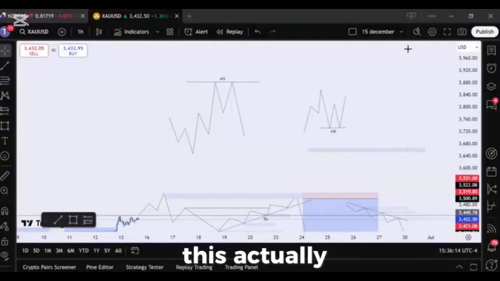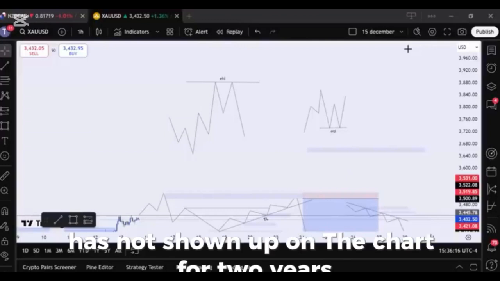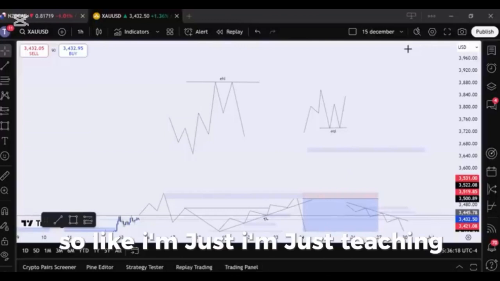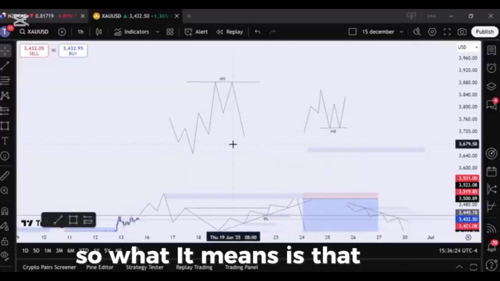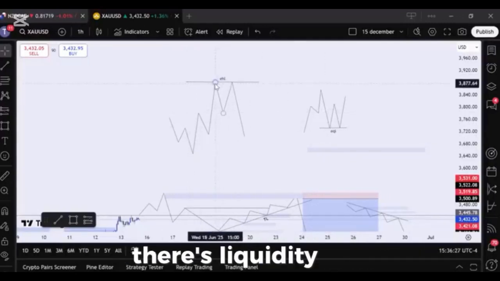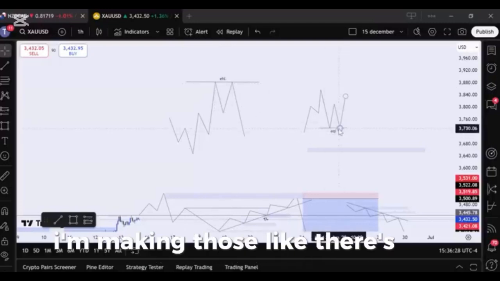But don't worry about this. This actually has not shown up on the chart for 2 years. I'm just teaching it simply because nothing is wrong with knowledge. So what it means is that when the market does something like this, there's liquidity here, and when the market does something like this, there's also liquidity here.